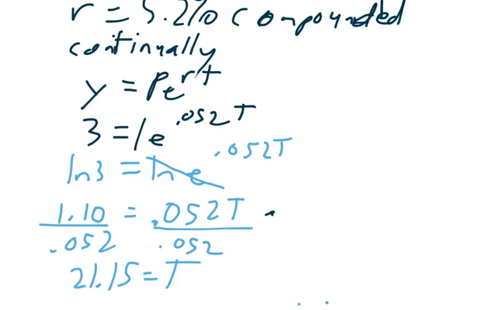Now, if we wanted to do double, that number up there would have been a 2. If we wanted to know how long it took to get 4 times as much, we would use the number 4 instead of 2 or 3. And so we always wind up with the ln of whatever number we wanted to do. So if we wanted to do the 4th, I would have just had the ln of 4 divided by the rate, which was 0.052.